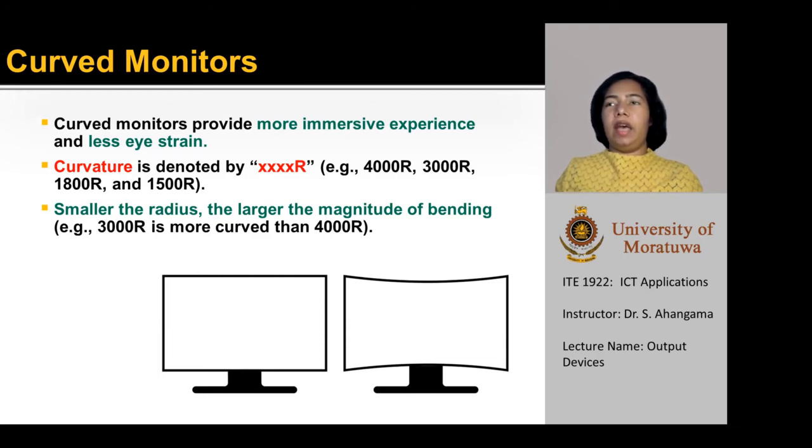Curvature is denoted as shown here. For example, we can consider common curvatures like 4000R, 3000R, 1800R, and 1500R. Here, 4000R indicates the radius with millimeters as the unit of measure. The smaller the radius, the larger the magnitude of bending. For example, 3000R is more curved than 4000R.